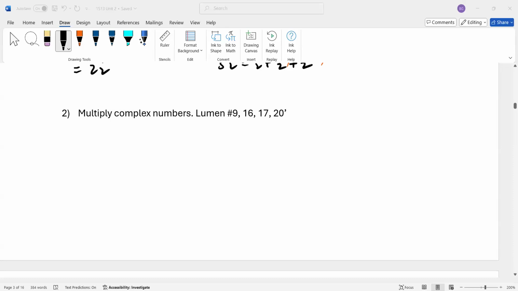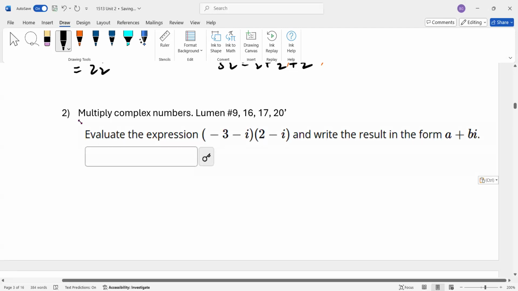Do you guys like FOIL or do you like the box method? For the first problem, I'm going to use both, and then you tell me which method you like, all right? Okay, this problem.